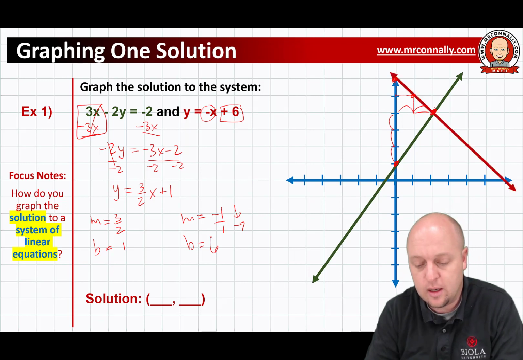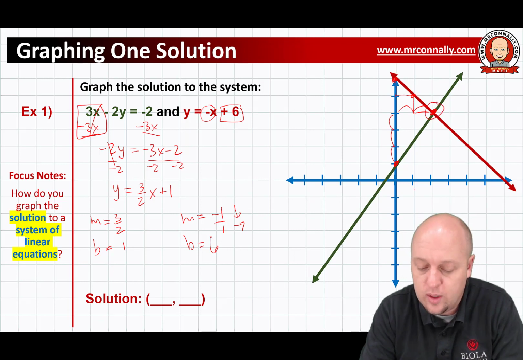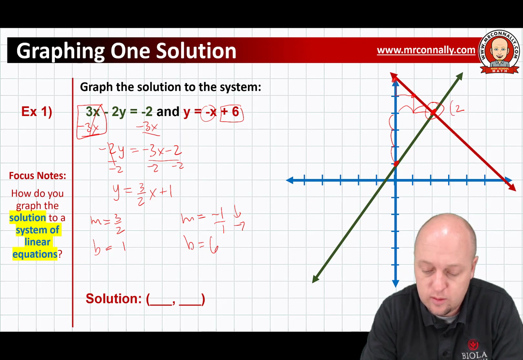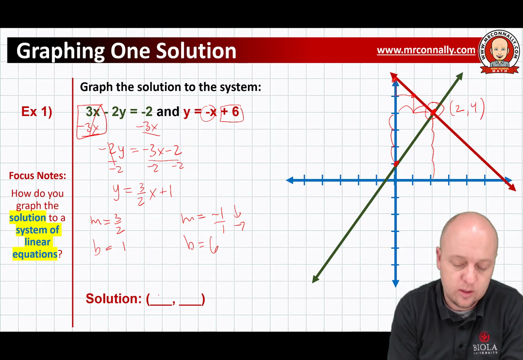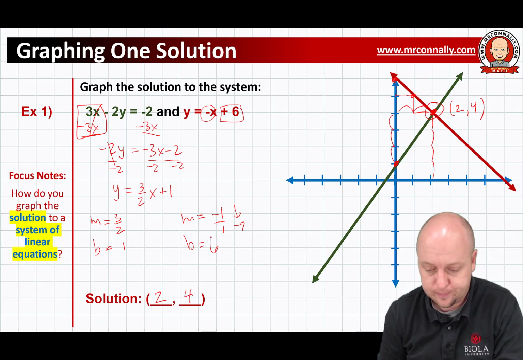And already I can tell that they're going to intersect right here, and that point is going to be 2 over, so it's going to be 2 for x, and 1, 2, 3, 4 up. So my solution is going to be where x equals 2 and y equals 4.